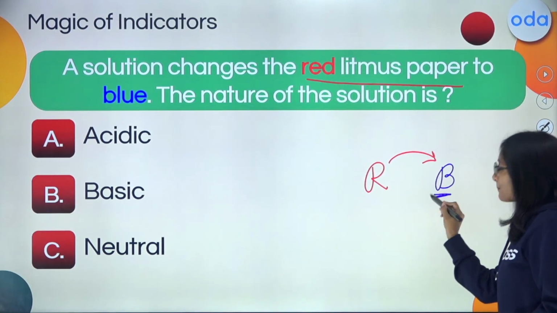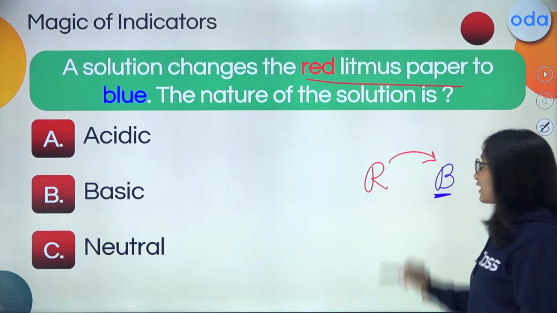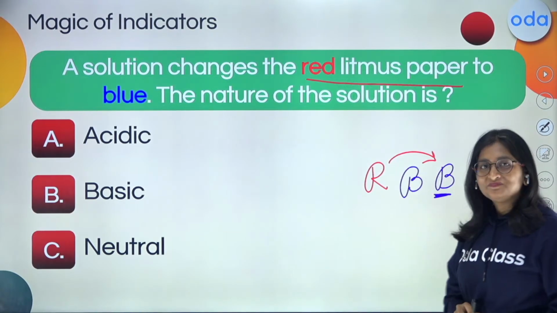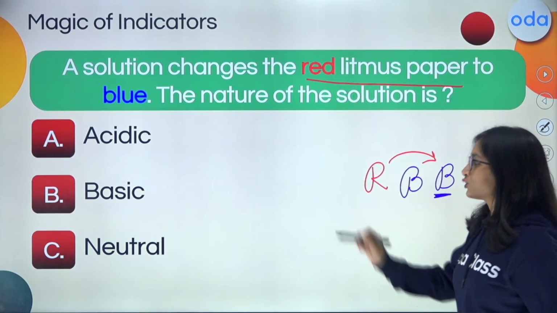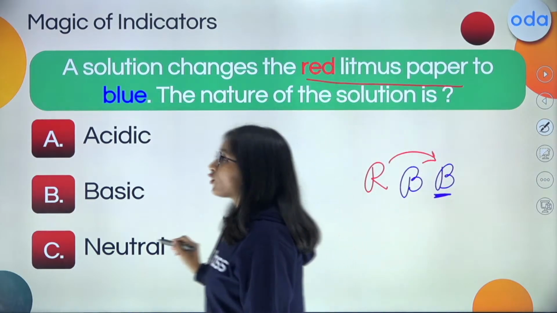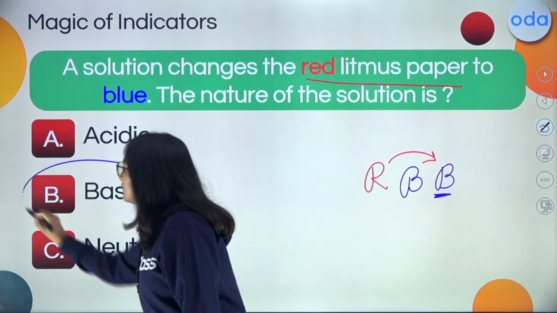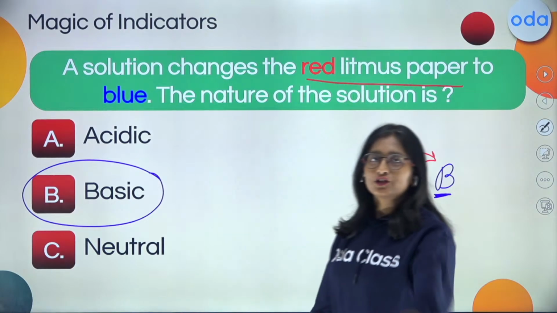So B for base and B for blue. So can you remember RBB? Yes, that works here. So in case of this, what is going to be the answer? The basic solution. Got it?